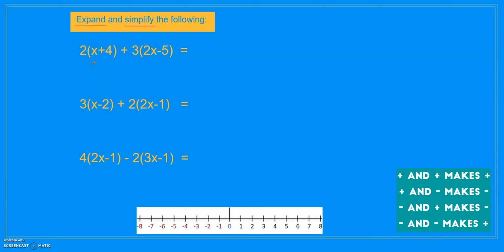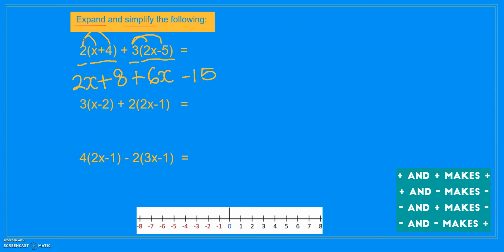So remember, expanding means that you're going to multiply whatever is within the bracket with whatever is in front of the bracket, and this also applies to this other side. So 2 multiplied by x is 2x. 2 multiplied by plus 4 is plus 8. Positive 3 multiplied by positive 2x is plus 6x. And 3 multiplied by negative 5 is going to be minus 15.